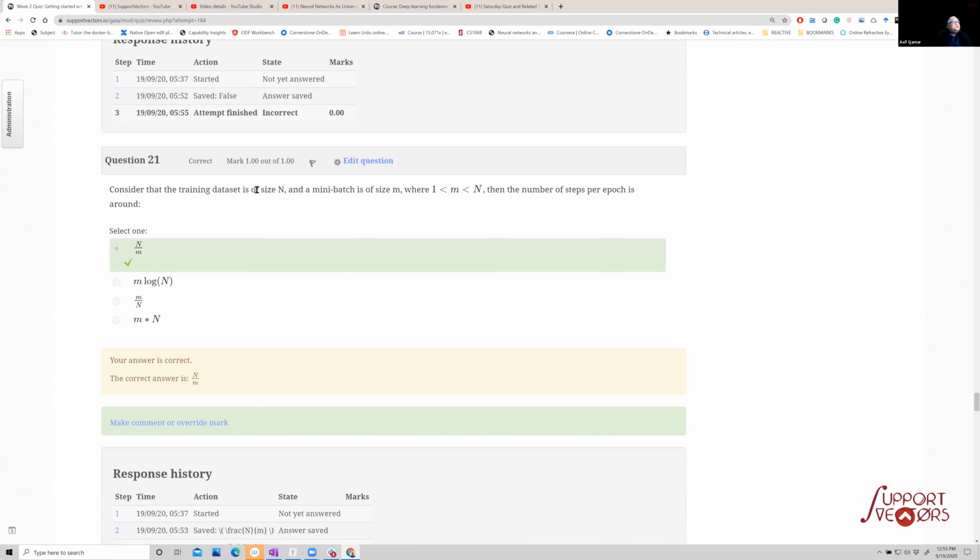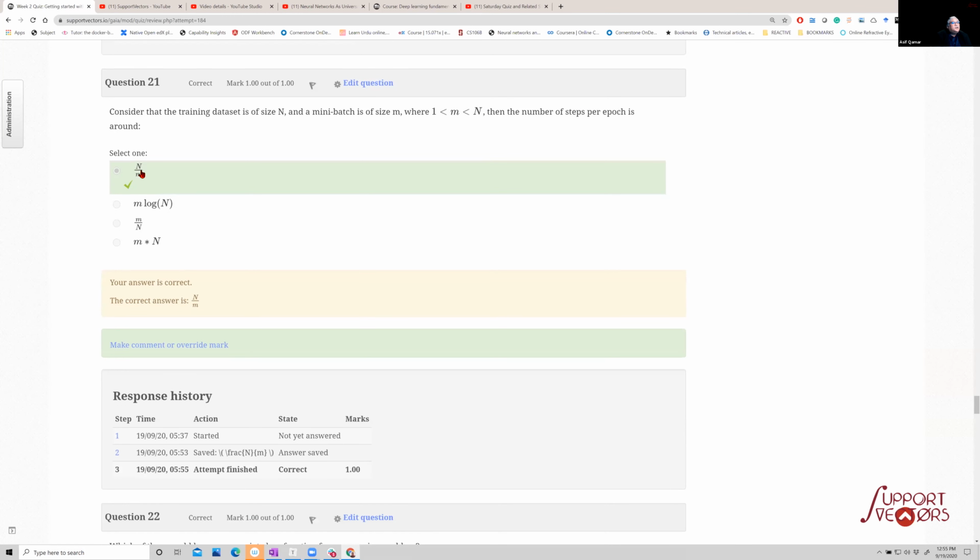Next is: consider that a training set is of size n. A mini batch is of size m, where 1 is smaller than m is smaller than n. Select one. The number of steps in the epoch is this. Actually, if it is not a proper division, then it will be n divided by m, plus 1, because the last batch will have the remainder amount.